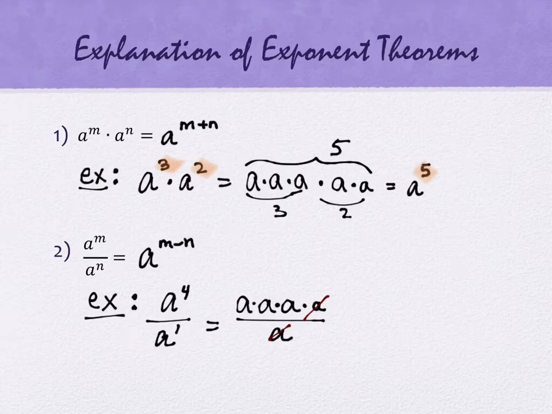And when I do that, I end up having 3 a's on top, which is a cubed. So how do I get from 4 and 1 to 3? It's subtraction. That's why that process works.